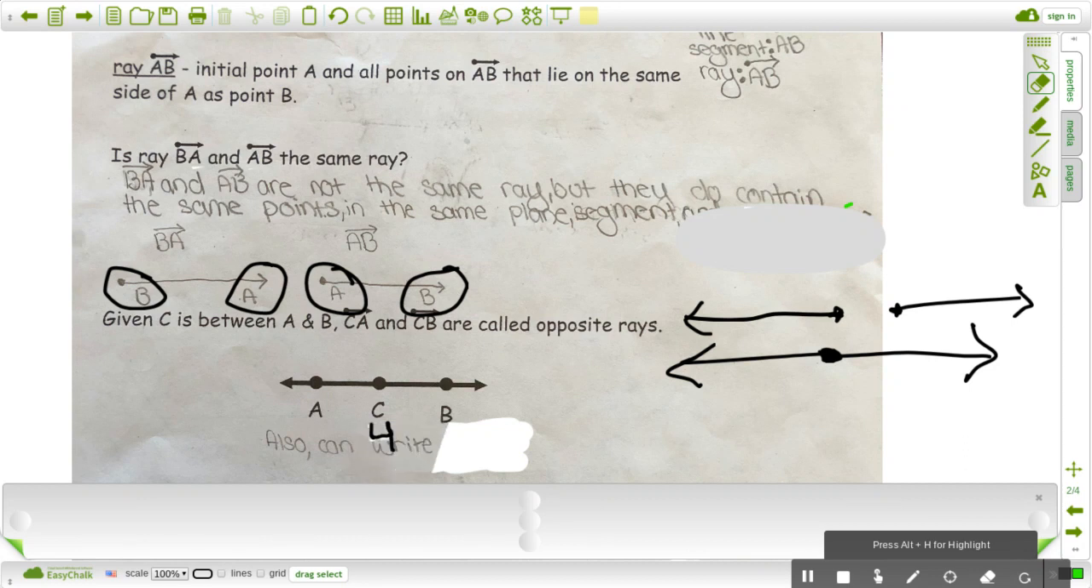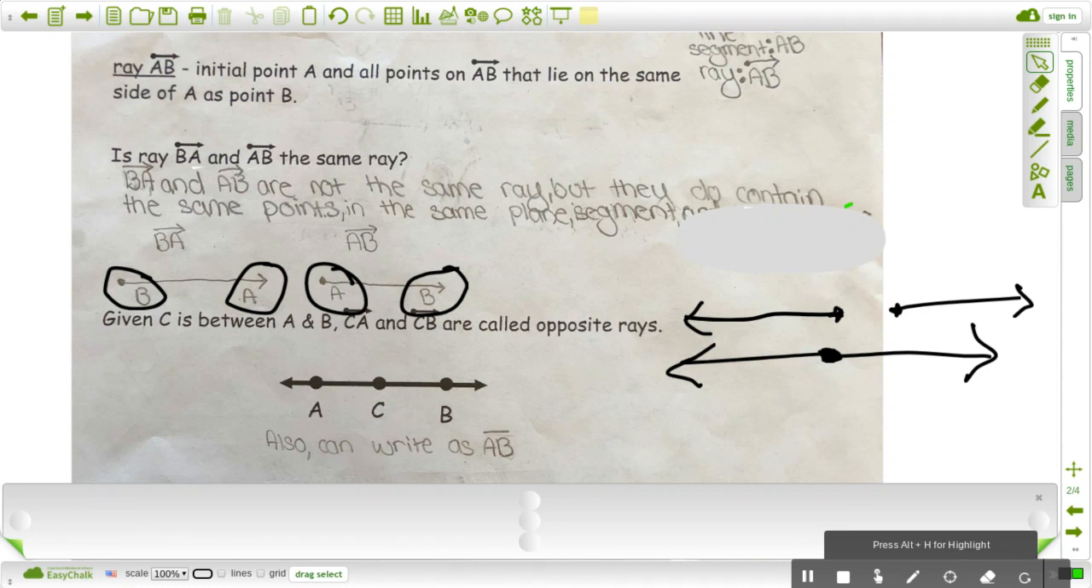For opposite rays, you can write line AB, but that's not called a ray. But if you write ray CB, that makes more sense. You won't really be needing this, but it will be useful when you're trying to figure out how many segments are there in this figure or how many lines are there in this figure.